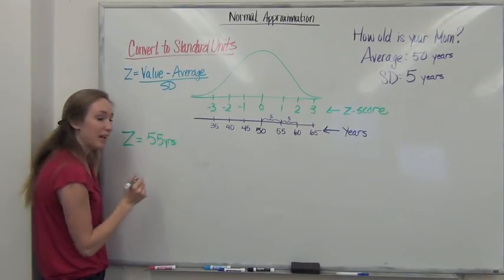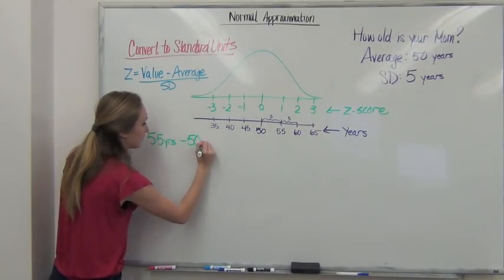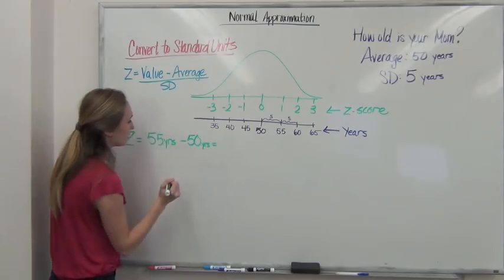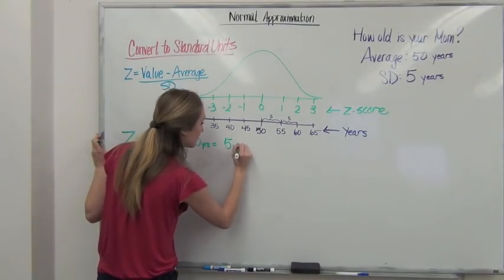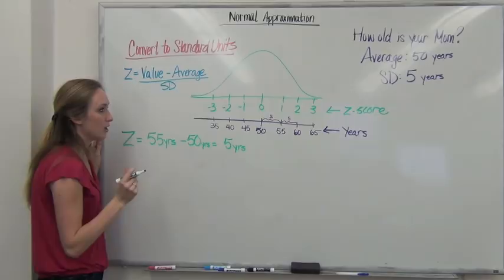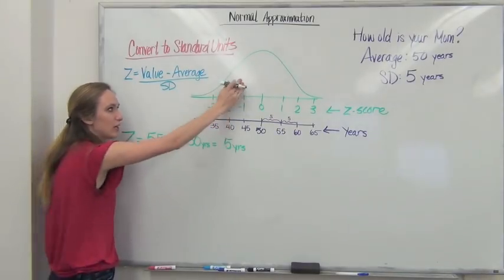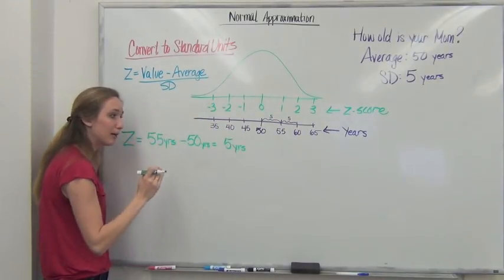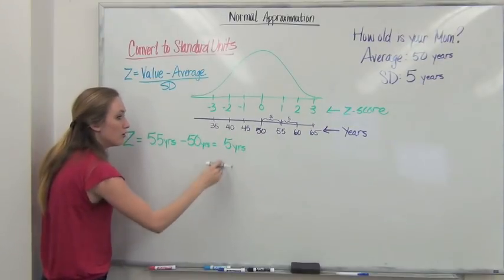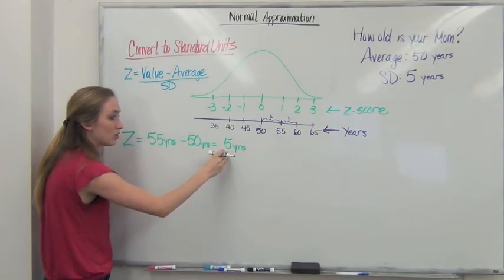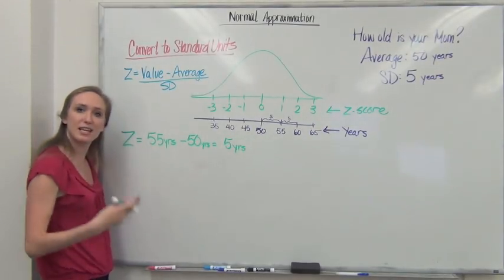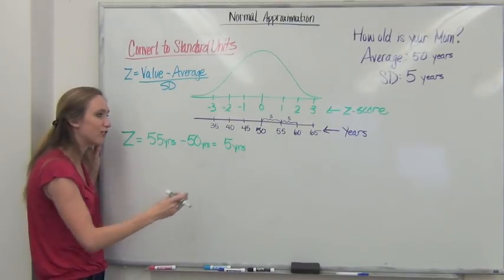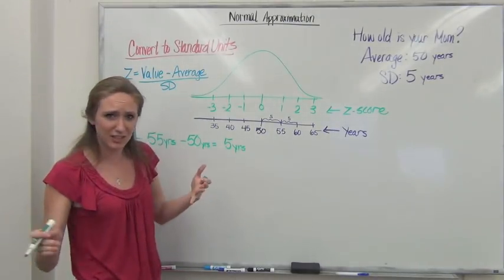How far away is she from the average? Well, 55 minus 50 years equals she is 5 years above average. But remember, this is a unitless curve, so I need to get rid of this unit. So in terms of standard deviations, how many standard deviations is she above average? She's 5 years above average, but how many standard deviations is that?